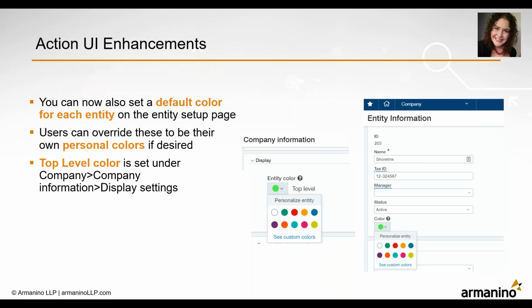So if you've already set your personal colors and you go and set the default colors, their personal colors are still going to override it. But for anybody that hasn't set their colors yet, you can go in and set the defaults: the entity ones are on the entity record and the company ones are under the company information setting. That way new users, when they're set up, are still going to have that color differentiation between the various entities and the top level. So that's a really, really helpful update there.